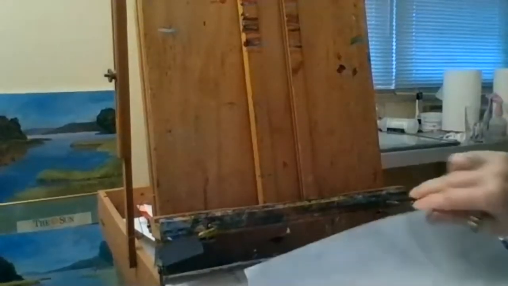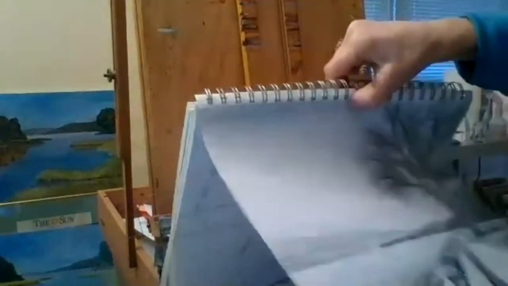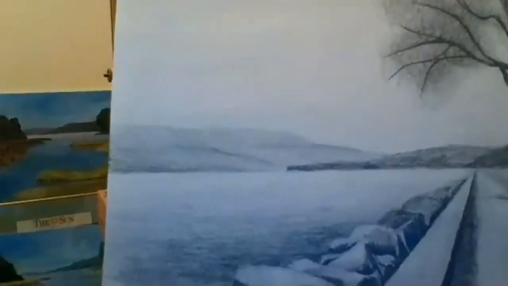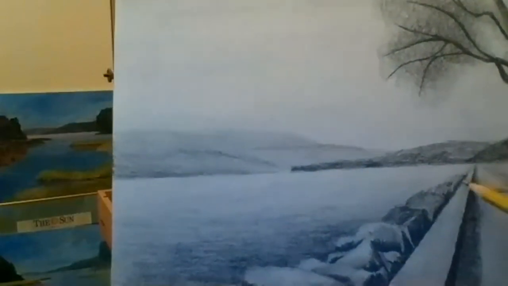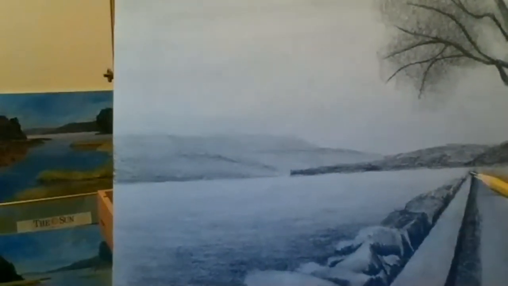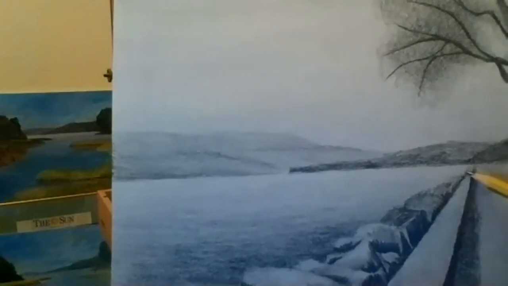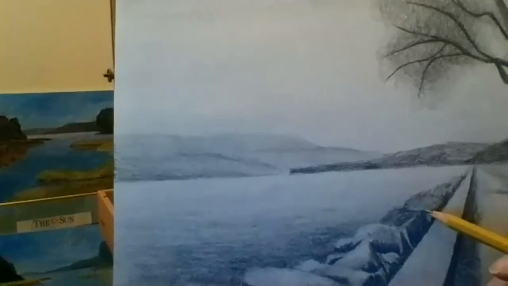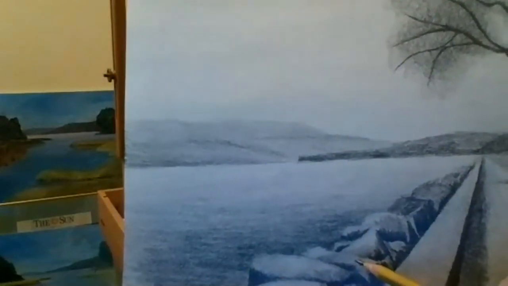I'm gonna first show you here. So if you see some here, you can't really distinguish the rocks. So in this area, I just did an overall darker blob. In the front here is where I indicate.